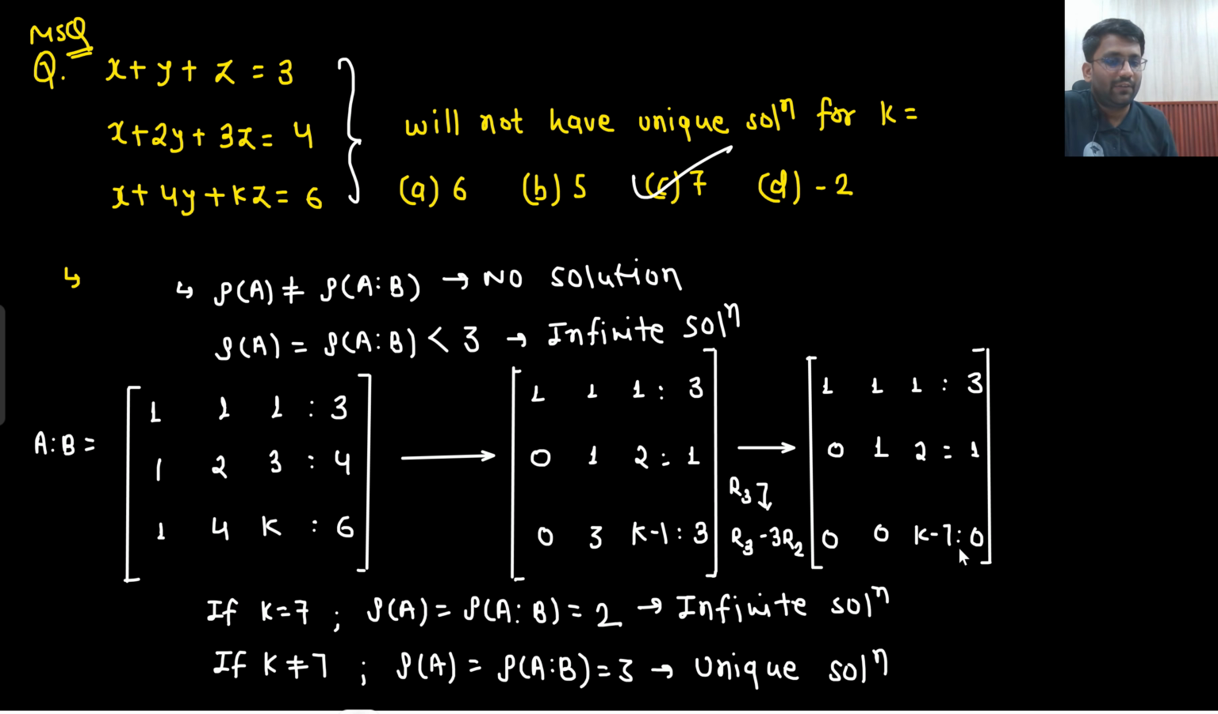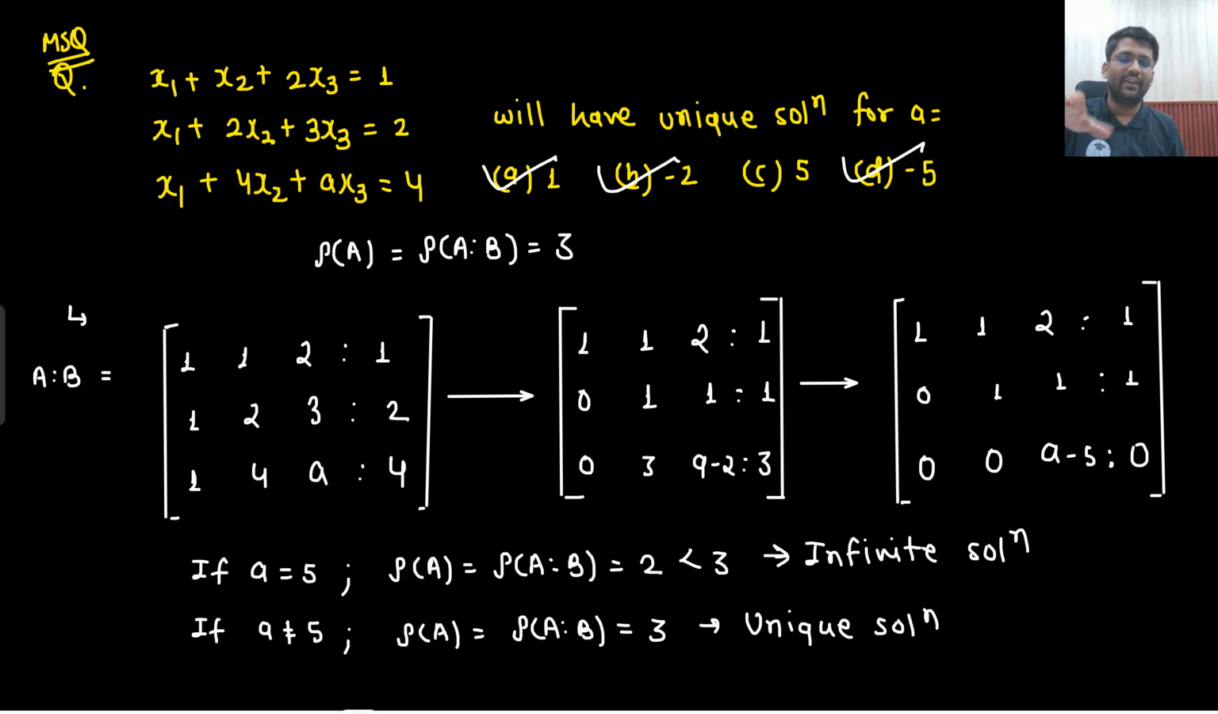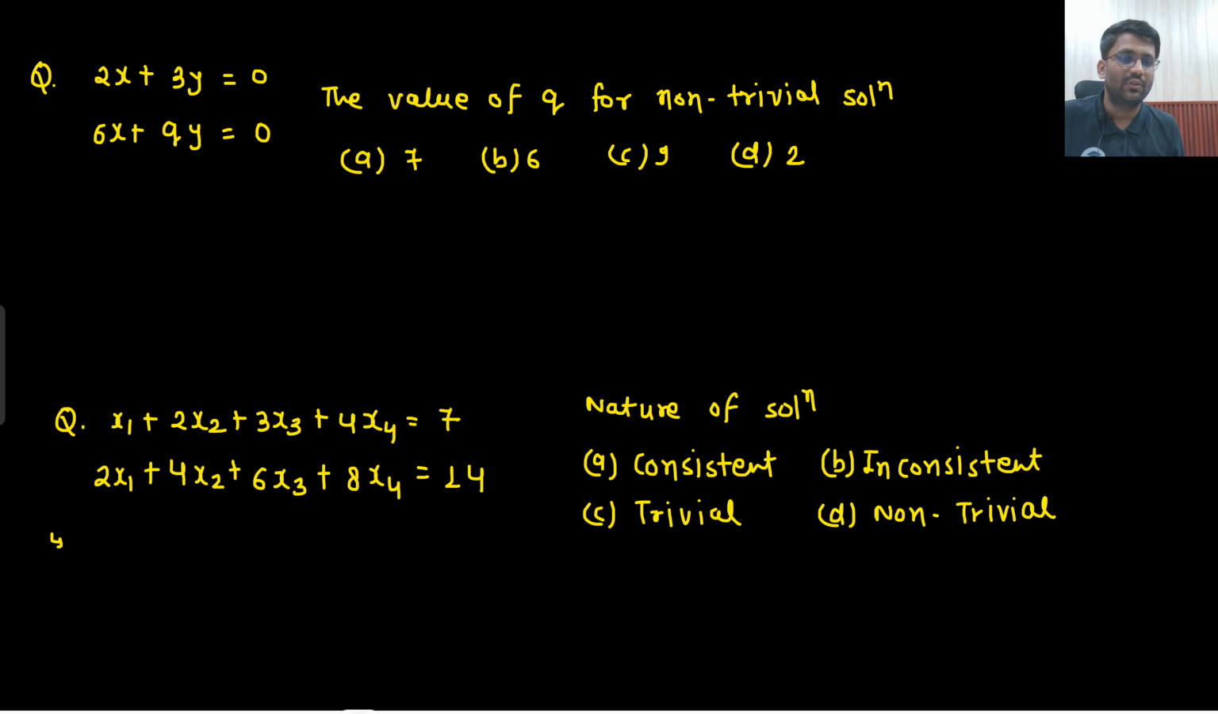Why is that so? Because if I put K equals to 7, then I am getting the condition of infinite solution. And if I put K not equals to 7, then I am getting the condition of unique solution. Understandable? This is how we are going to check in the examination hall. Understandable? So these kinds of questions are very famous.